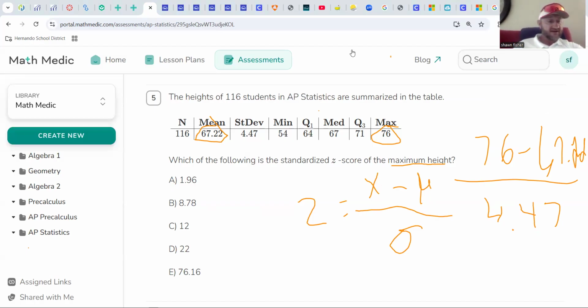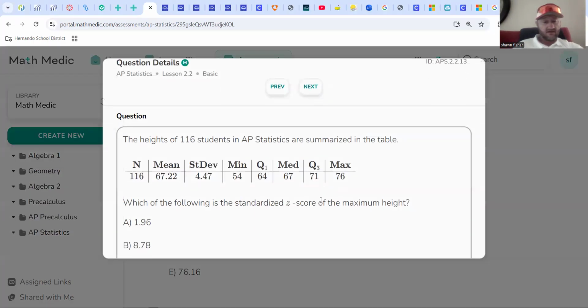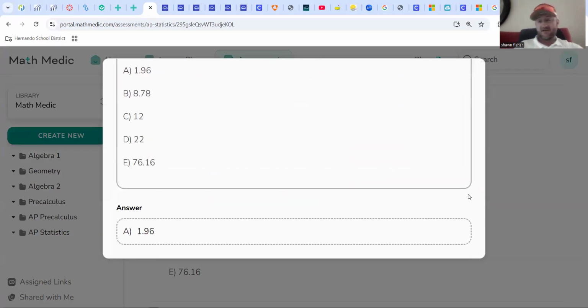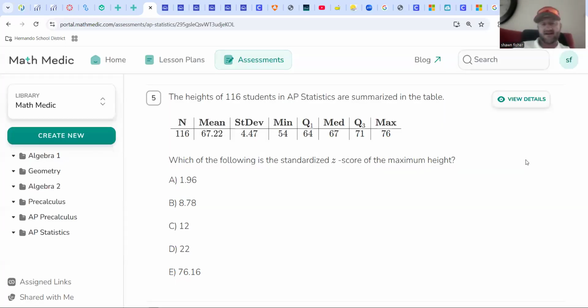I do want to check this answer though. Let's clear our data. Do want to check the answer. Here's my answer right here. I like it. 1.96. Guys, you are done for today.